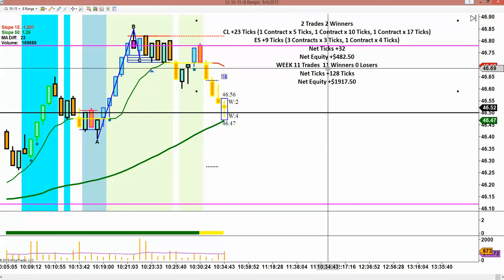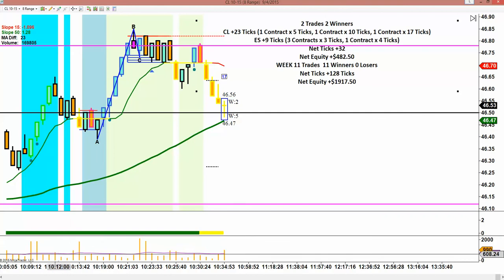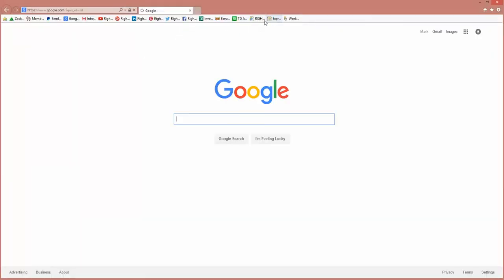11 trades, no losers, and almost $2,000 in gross equity. I don't think it's a feat you're going to see accomplished in many trading rooms ever.